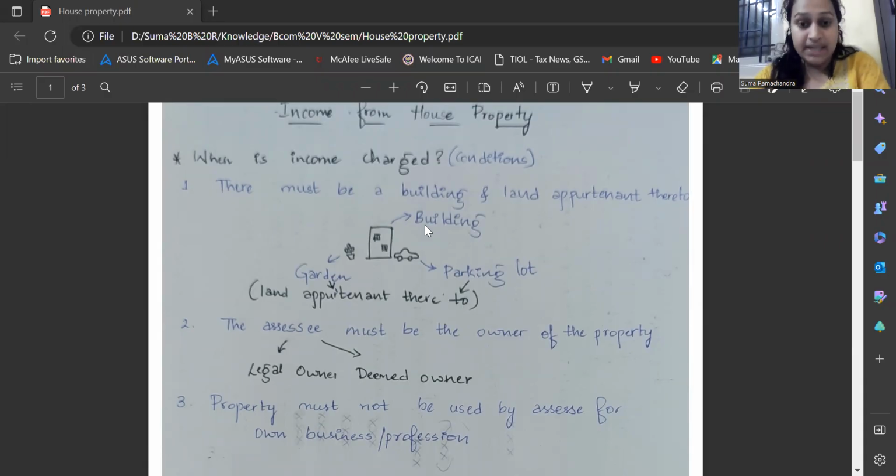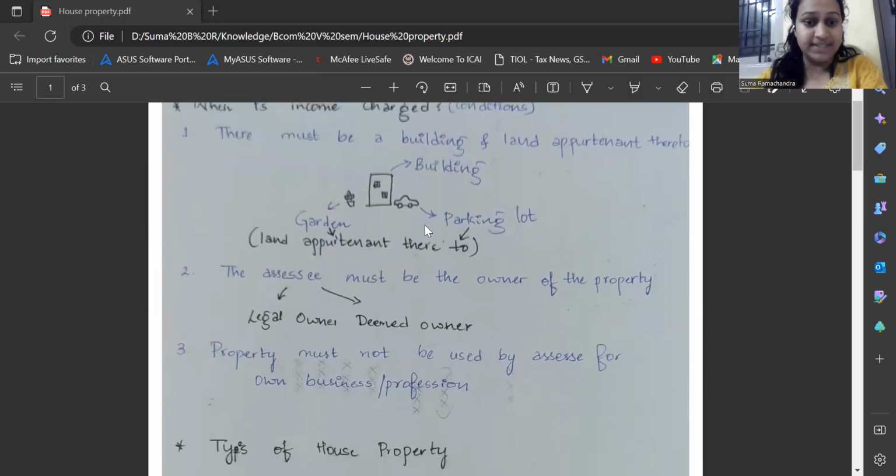The second condition being the assessee must be the owner of the property. He can be a legal owner or a deemed owner. Who is a legal owner and who is a deemed owner? Say, for example, a father had transferred his piece of land and a building to his son without any consideration. In this case, this land and building is legally in the name of the son, but the deemed owner of the property will be the father.